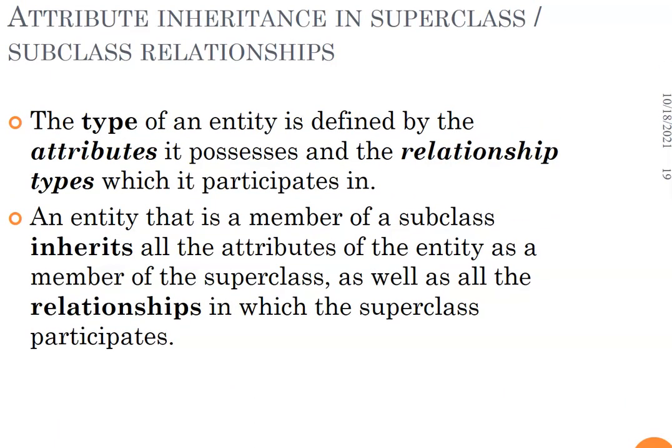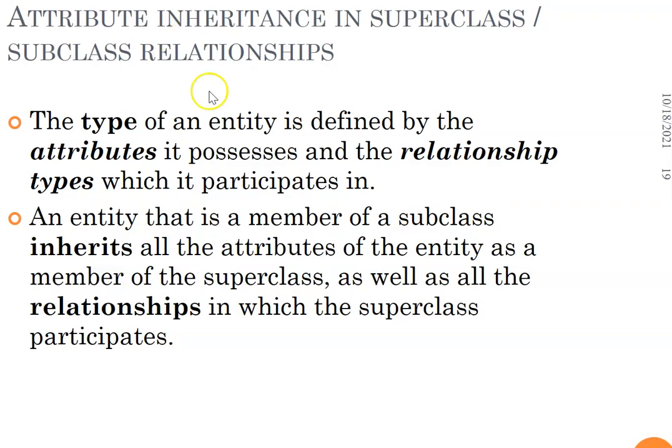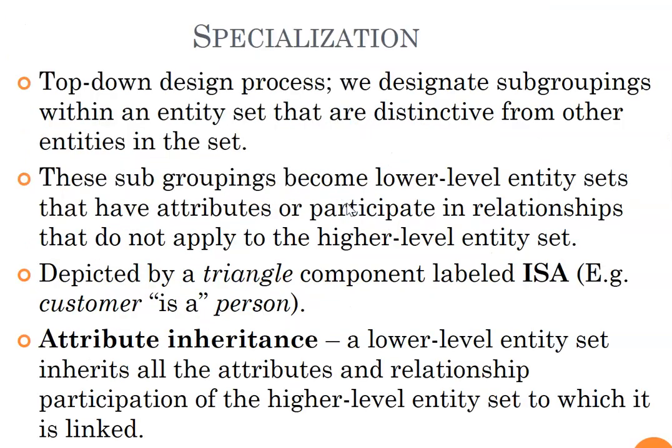The type of an entity is defined by the attributes it possesses and the relationship types in which it participates. What does that mean? That an entity that is a member of a subclass inherits all the attributes of the entity as a member of the superclass, as well as the relationships that that particular superclass is participating in. That is what I explained in the diagram that I drew of employee.